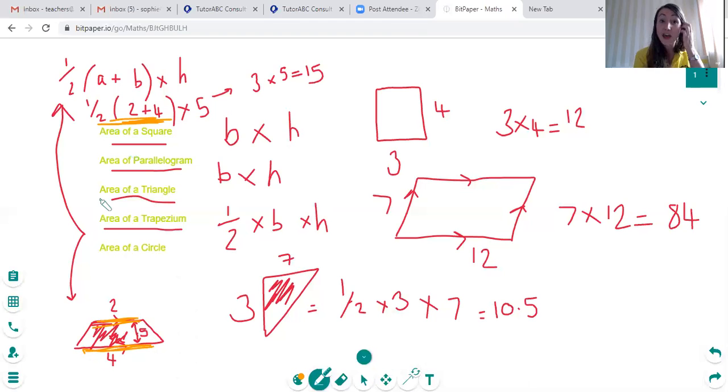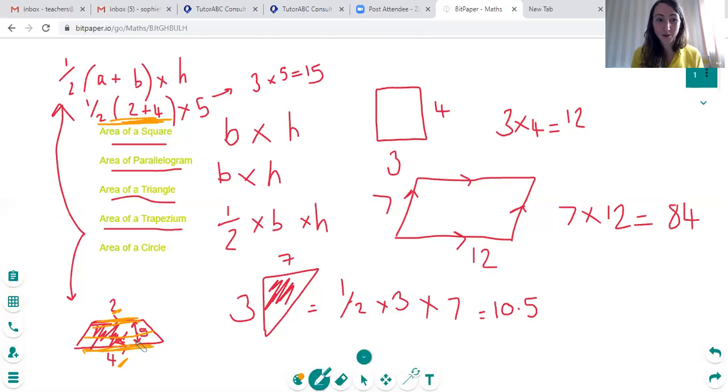And if they're easy numbers, we can also look at them and say, well, what's the average? What's the middle point? So we could probably look at 2 and 4 and say, well, halfway between them is 3. So 3 times 5. But if you get more complex numbers, that's why we add them together and divide by 2. But you can look at these two numbers, 2 and 4, and say what's halfway between them and just times that by the height if that's easier.